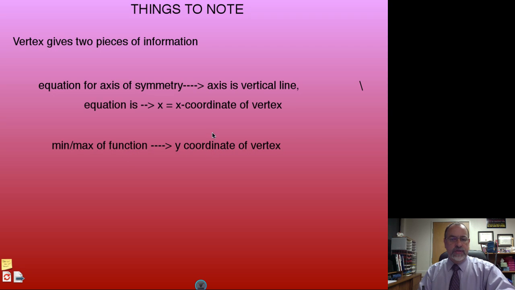Okay. The second thing that the vertex gives us is the minimum or the maximum of the function, and that's the y-coordinate of the vertex. So the x-coordinate gives us one piece of information, the y-coordinate gives us a separate piece of information. You're expected to know which one is which.